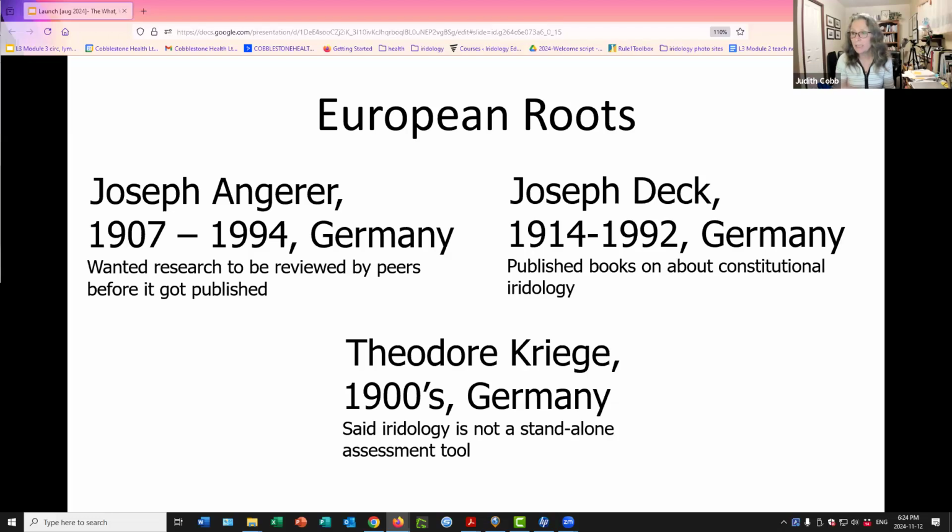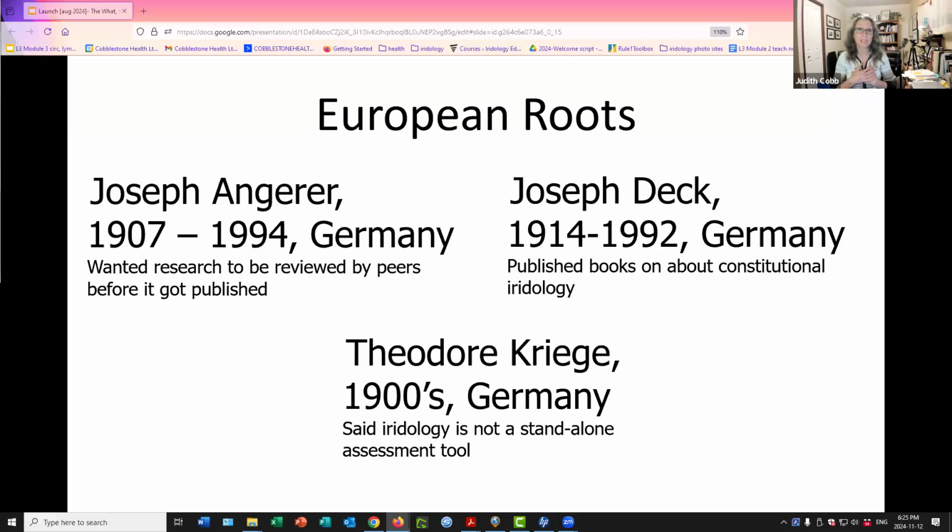And we've got Joseph Deck, who was in Germany as well. He published books about constitutional iridology, and we'll talk about him a little bit more on another slide. Theodor Kriege, also in Germany, said iridology is not a standalone assessment tool. It is an assessment tool. It is not a diagnostic tool. The eyes do not give us disease names. They correlate with other things we know.